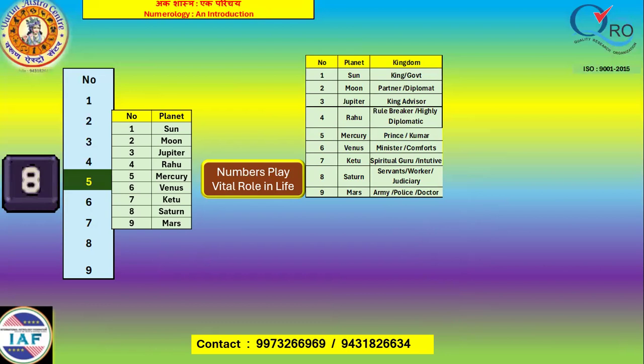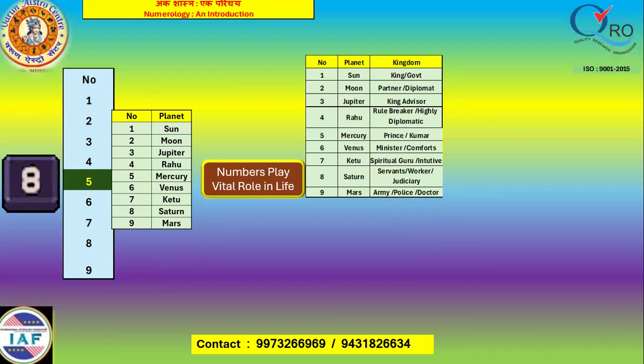So first is known as king or government. Two is known as queen, partner, diplomat. Three is known as king's advisor, advisor to the governments. Four is known as rule breaker, highly diplomatic. Five is known as prince or kumar. Six is known as minister, or the person who gives comfort. Seven is known as spiritual guru or intuitive persons. Downtrodden people, servants, workers, people working under us, judiciary, are number eight, and number nine is known as army, police, and doctor.